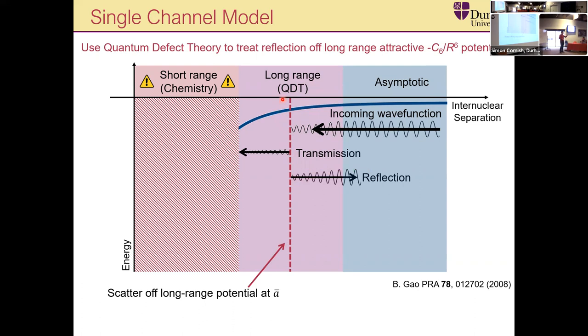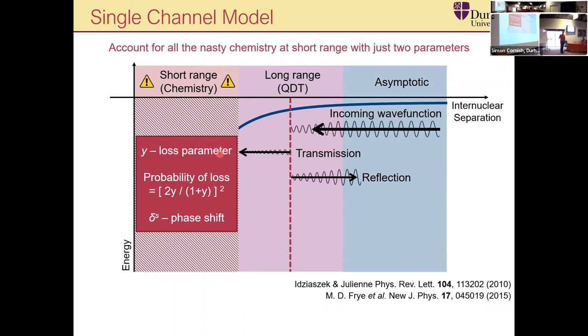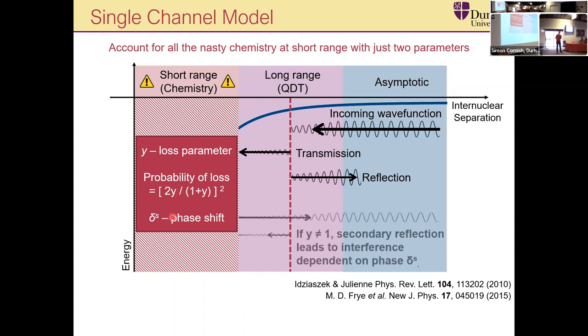And some of it is going to be transmitted to this short-range part where all the complicated chemistry is going to go. And that's where we do this horrible simplification and just say, there's going to be some loss in here, which we parameterize with this y, but it might not be 100%. So there's going to be some reflection as well, and there might be a phase shift associated with that. So we have another parameter, the phase shift.